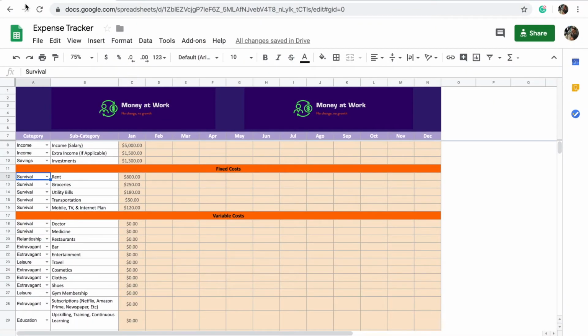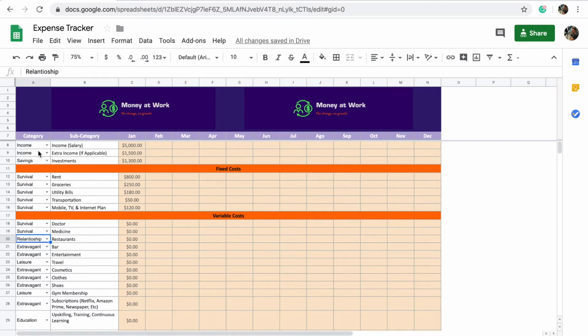Olá pessoal, this is the spreadsheet that I was talking about in the video, and I'm just sharing my screen here. The first thing that is really important to understand here is the categories. So basically we have the categories income, savings, survival, relationship, extravagant, leisure, and education. I'm going to explain each one of them in more detail.